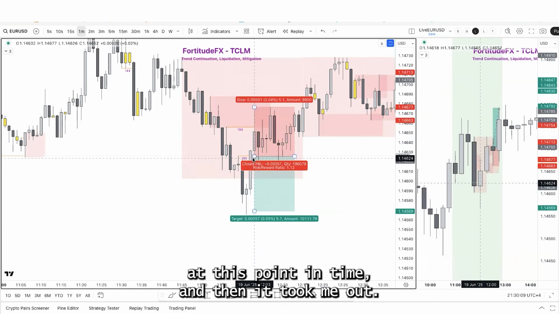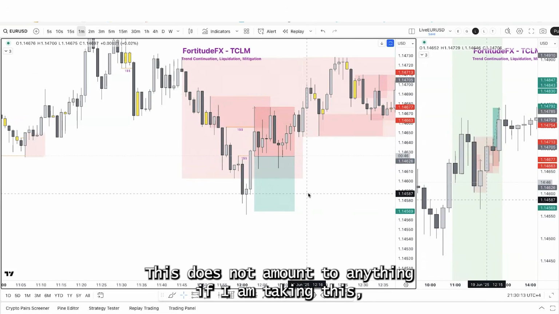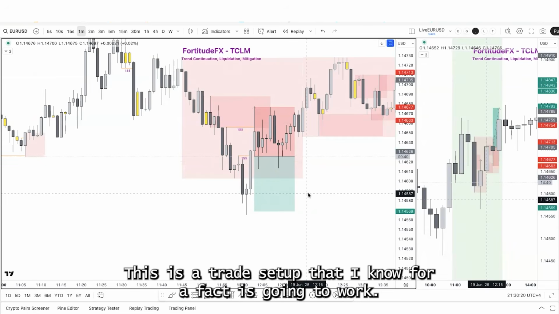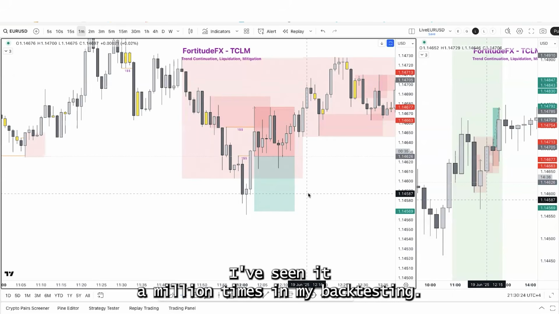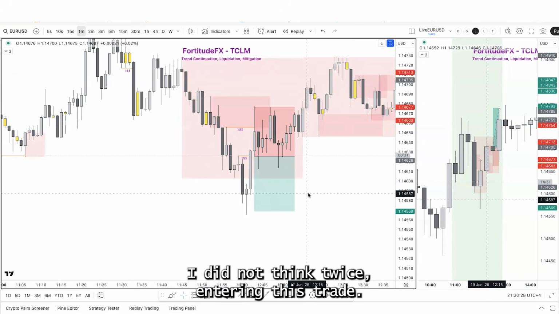So here what happened was that price did break and gave me a reaction at this point in time, and then it took me out. For me, this does not amount to anything. If I am trading this for the next 10 years, right? This is a trade setup that I know for a fact is going to work. I've seen it a million times in my backtesting. I've seen it a million times in my life, and forward testing. I did not think twice entering this trade.